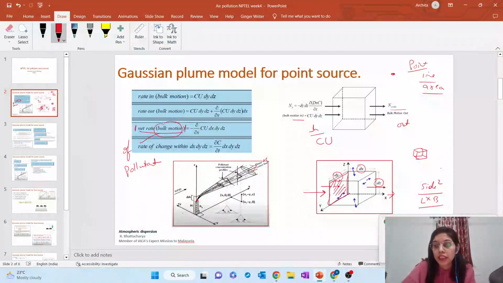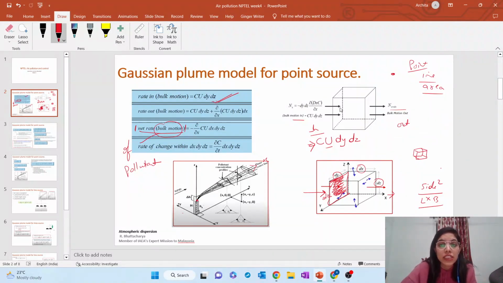So if a particle is moving in x direction, then it is contacting this area on two planes, on this plane where length is dy and breadth is dz. So therefore the emission that is coming will be concentration into wind speed into area, which is dy and dz, right? So this will be the influx of emission, which is written here.